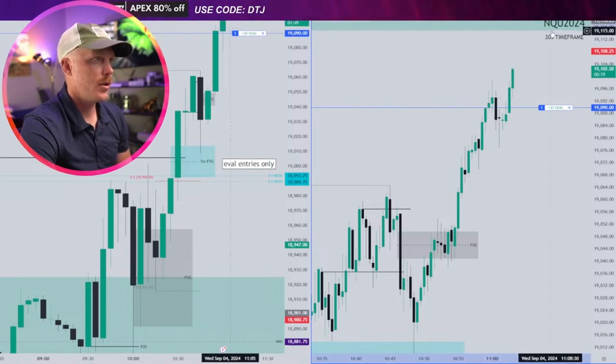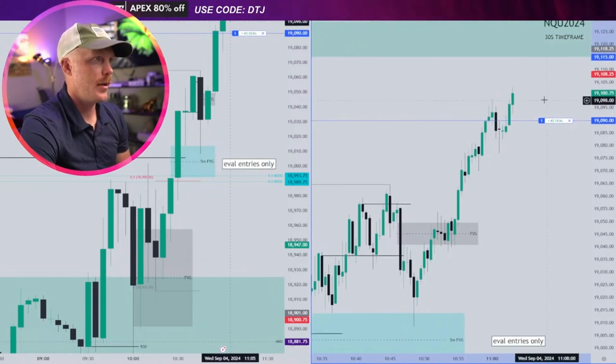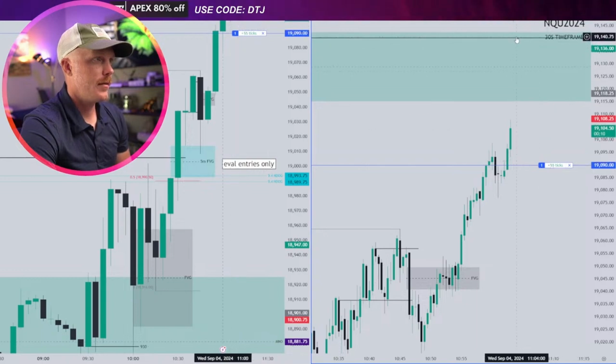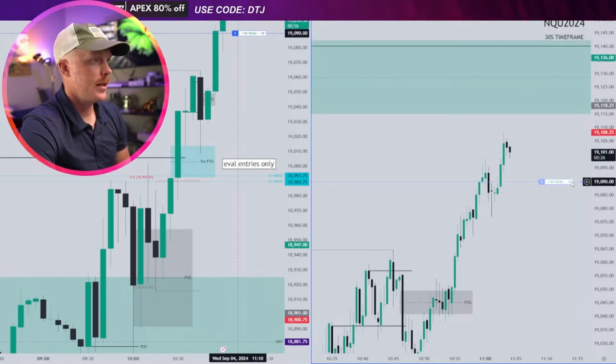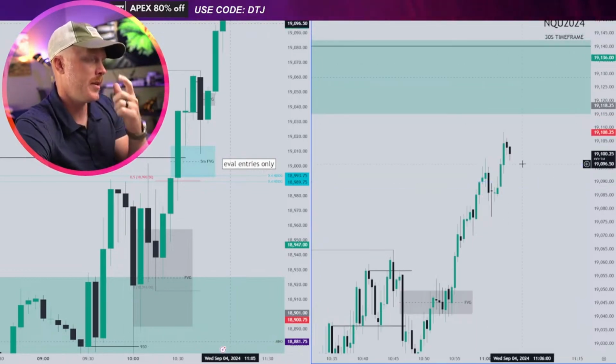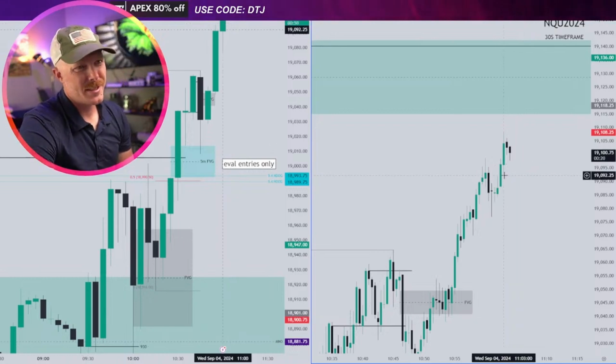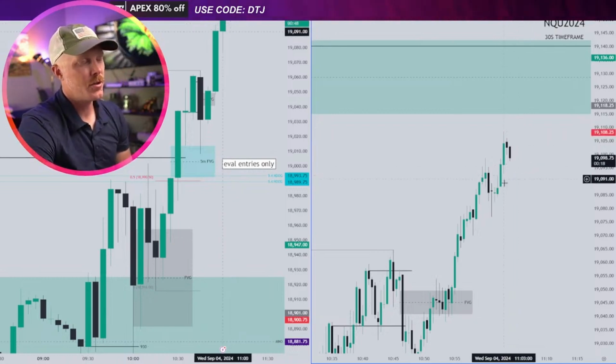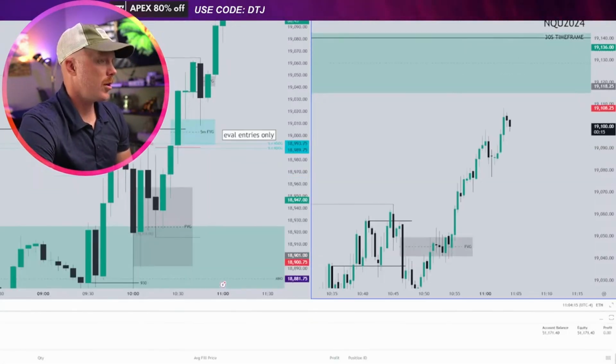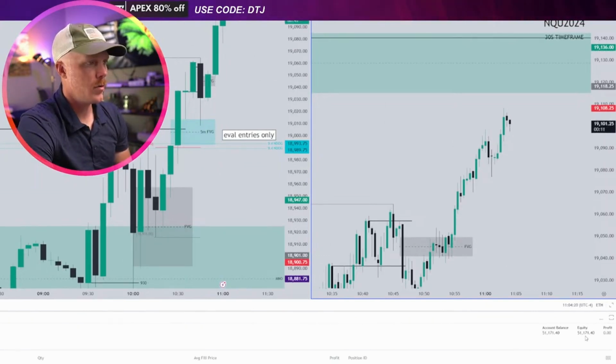Going to hold this all the way up to the volume imbalance. Actually, we could see if it goes all the way up here. Going to take this, close it at 10 handles, and just be content with it. Why? Because this is an eval account. I'm not looking for the monster moves. I'm looking to get funded. Looking to pass the account. We're sitting at 51,171. So we're a third of the way there.